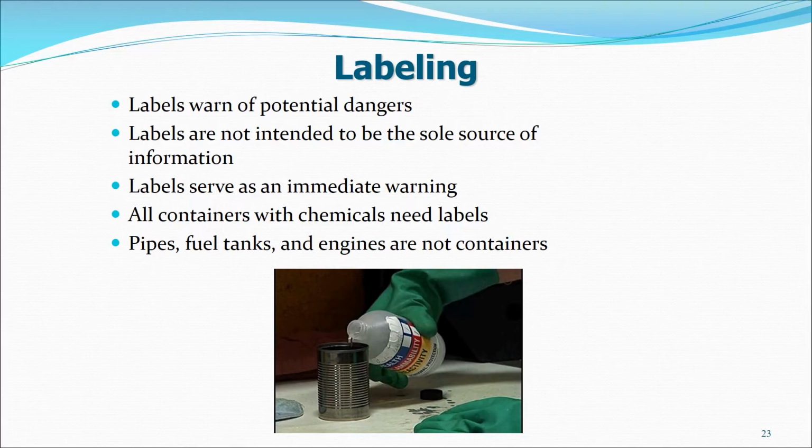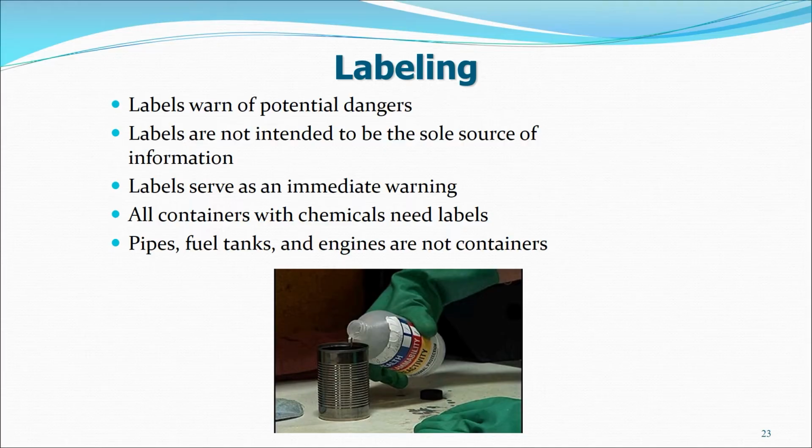The purpose of labels is to warn about potential dangers. Labels are not intended to be either the only or the most complete source of information regarding the hazards or identity of hazardous chemicals in the workplace. They serve as an immediate warning and as a reminder of the more detailed information provided in other places, such as the safety data sheets. Safety data sheets must be immediately available to employees so you have the detailed information you need. All container labels must be in English, but information may also be presented in other languages for non-English speaking employees.